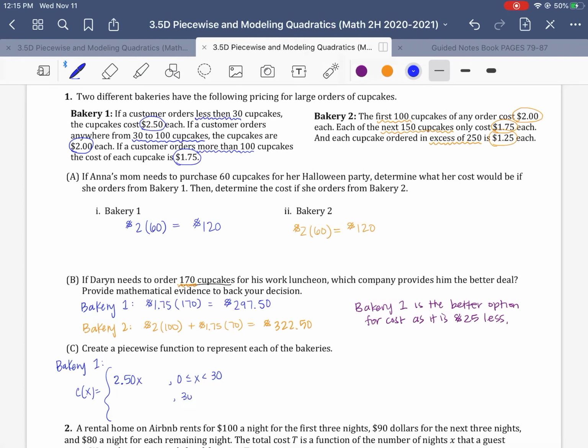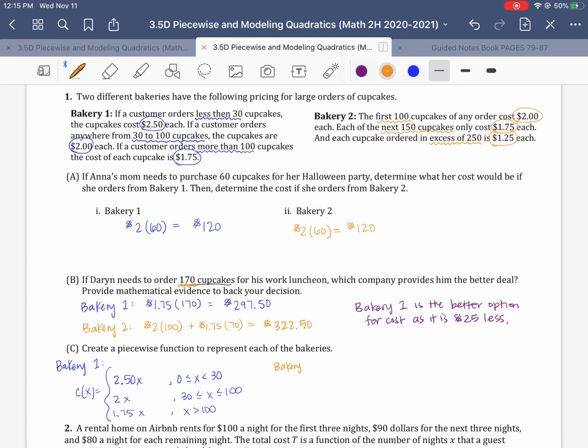Then if we order anywhere from 30, so I'm going to put this right here, if we order anywhere from 30 to 100 cupcakes, anywhere in between there, your cost is going to be $2 per cupcake. And if we order more than 100, right, that was the last one, so greater than 100, now you only have to pay $1.75 per cupcake. So this one's pretty straightforward. Every domain, it just changes the rate of change there.